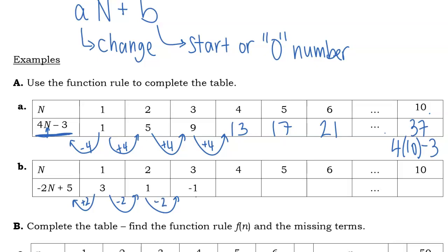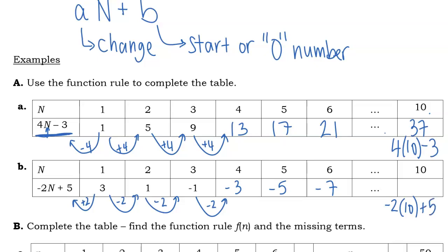And so on. So negative 1 take away 2 will bring me to negative 3. Take away 2 more brings me to negative 5. Take away 2 more brings me to negative 7. I can continue this pattern, take away 2, take away 2, take away 2, but I want to practice using the function rule. I'm going to substitute the 10 in for the n.